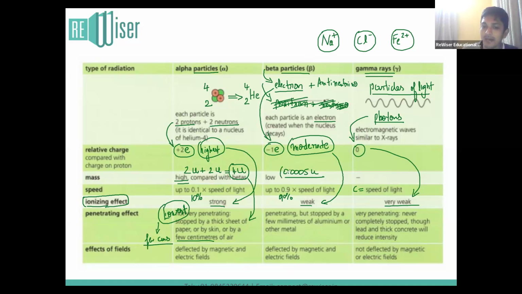If you look at the mass of a beta particle, it's still present, it's not 0, but it's much, much lesser. It's in fact 1800 times 4, that is exactly 7200 times, or approximately 7200 times, lighter when compared to that of an alpha particle. So its penetrating effect is moderate when compared to that of an alpha particle because it has much lower mass.